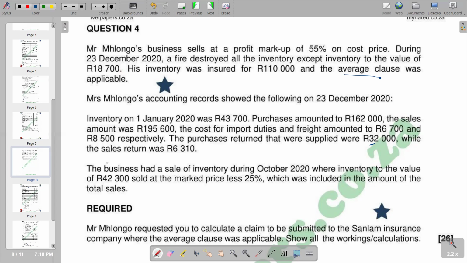As the question progresses, it reads December 2020. So we have further information given according to the question that you just need to go through before you start. It's Sunland Insurance Company. So this is what we have. So the formula that we are going to use to calculate inventory loss.